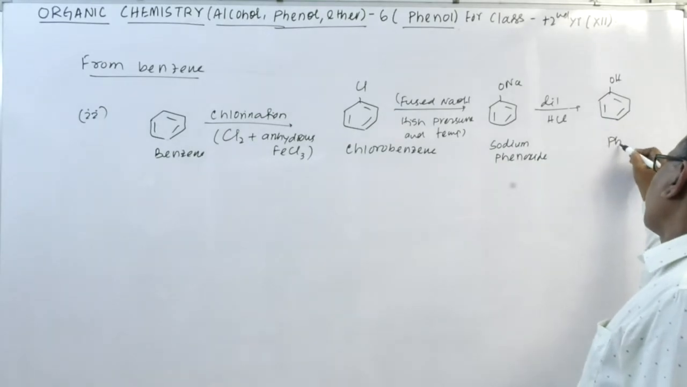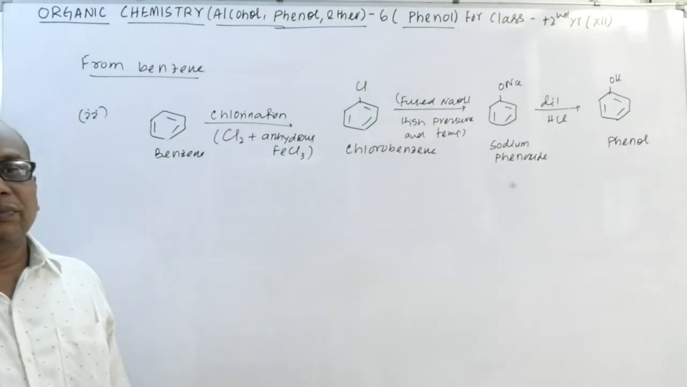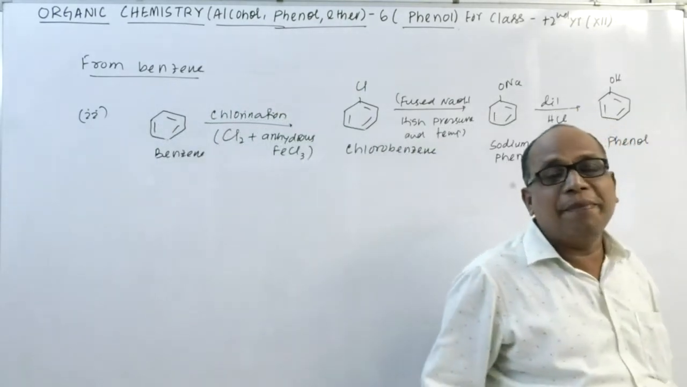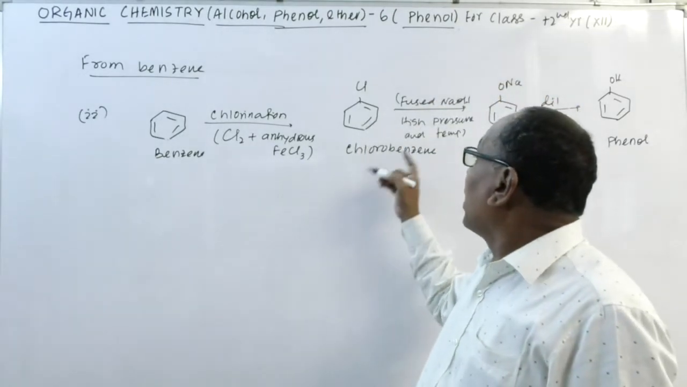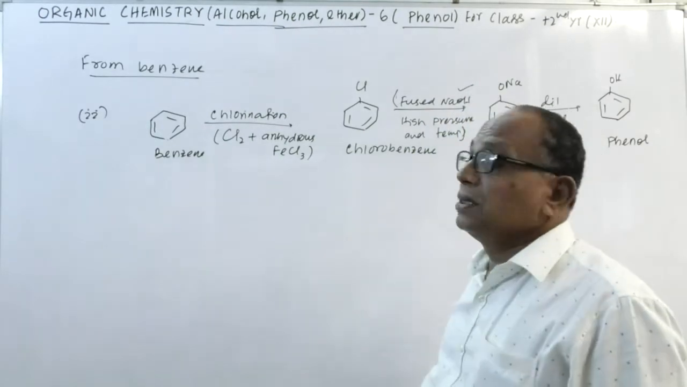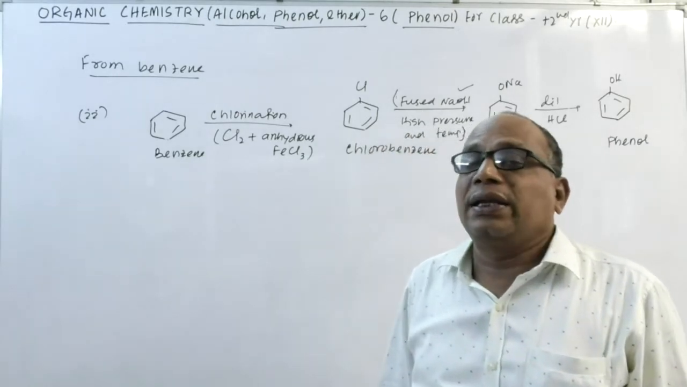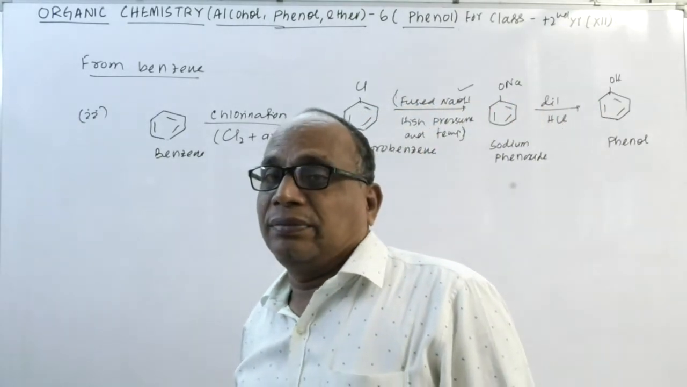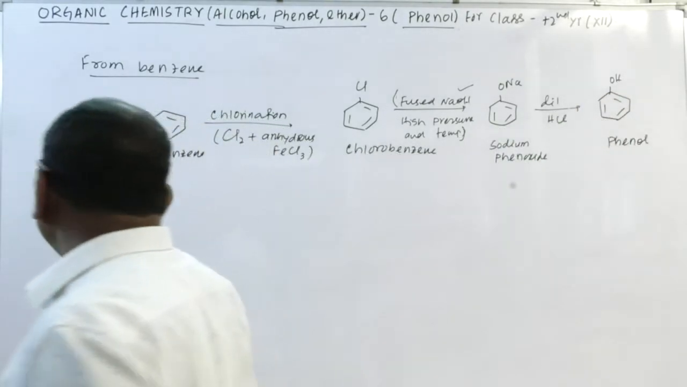This is your phenol. This is another method, that is the benzene converts to phenol by chlorination. That means the benzene converts to chlorobenzene, and the chlorobenzene is now fused with sodium hydroxide at high temperature, high pressure. The Cl group is substituted by ONa, and the ONa group converts to OH group by the action of dilute HCl. This is another method, the conversion of benzene to phenol.